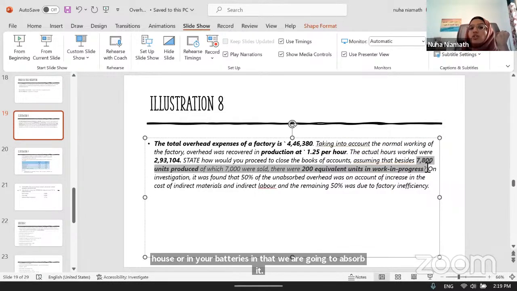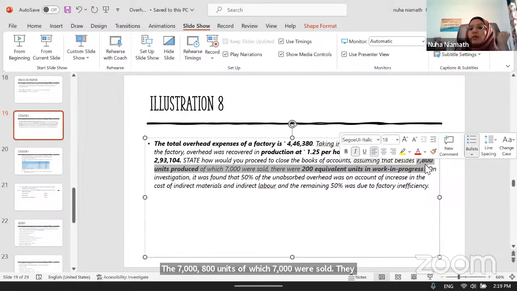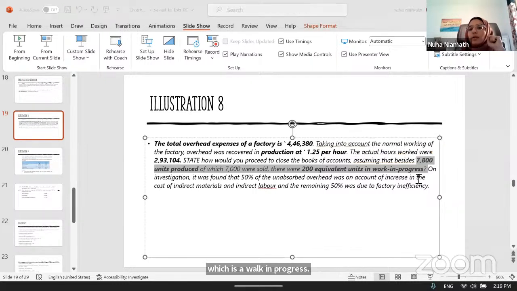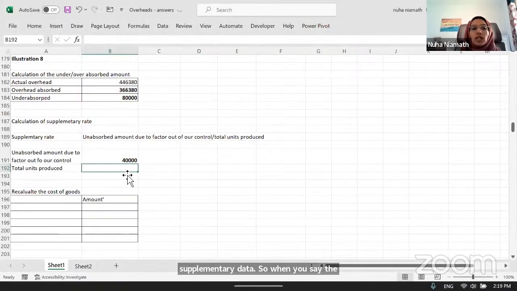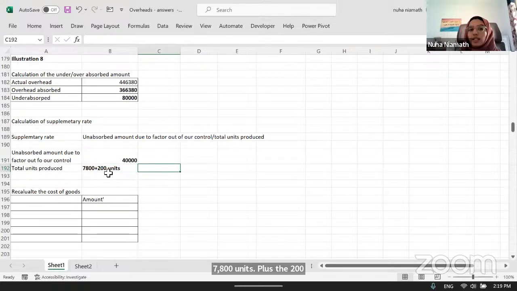So of the 7,800 units, 7,000 were sold, and there were 200 equivalent units in work in progress. So the 7,800, which is our COGS, plus the 200 units, which is work in progress, we will have to consider as part of our supplementary rate. So when we say the total units produced, it will be 7,800 units plus the 200 units. Are we clear with this? Is there any confusion here?